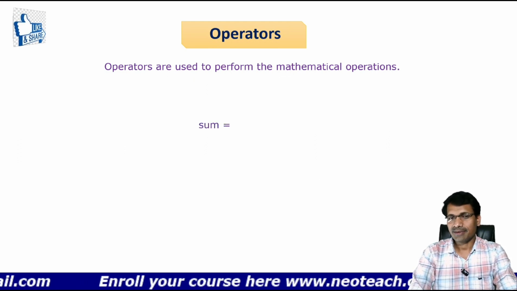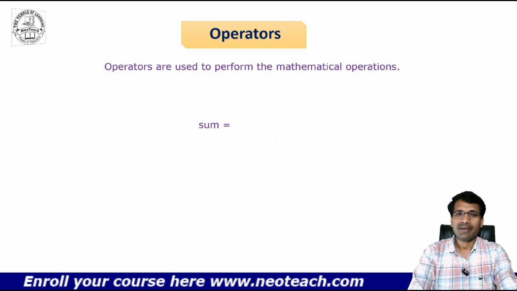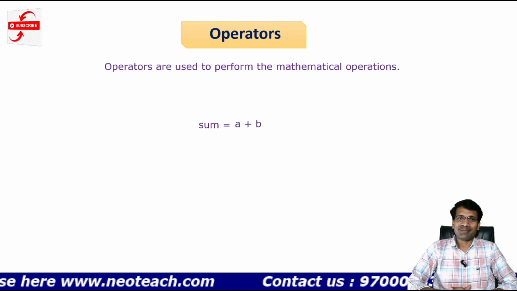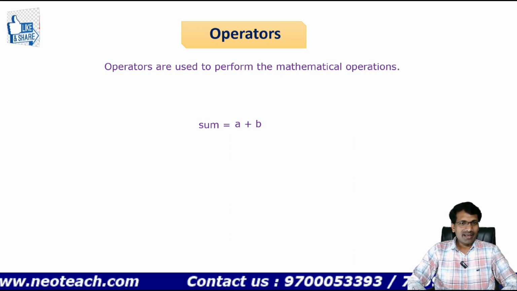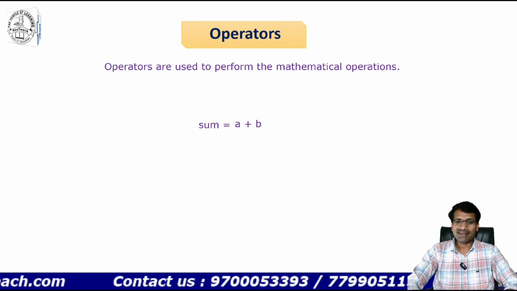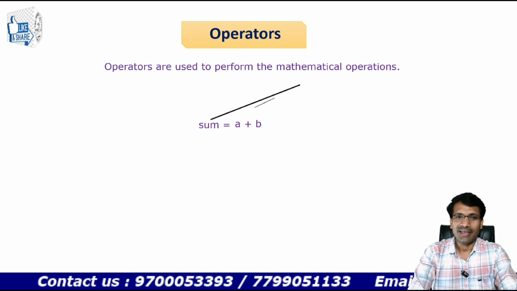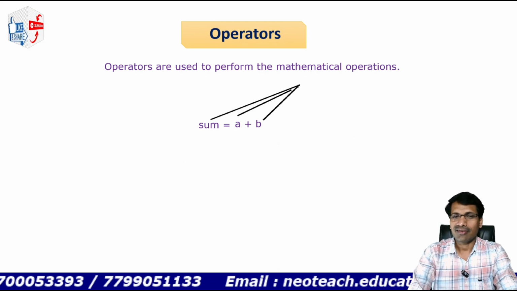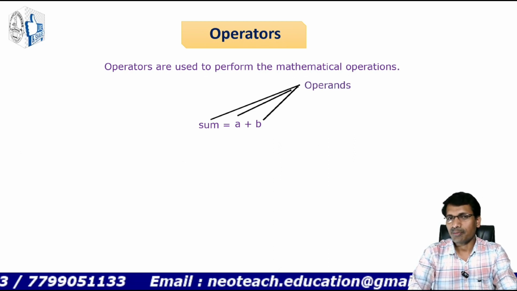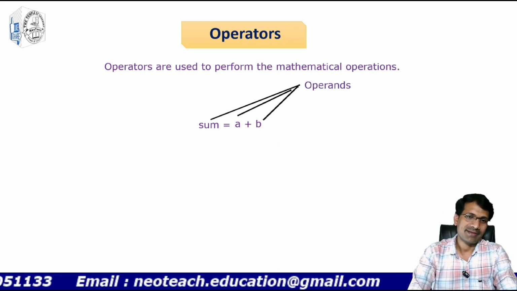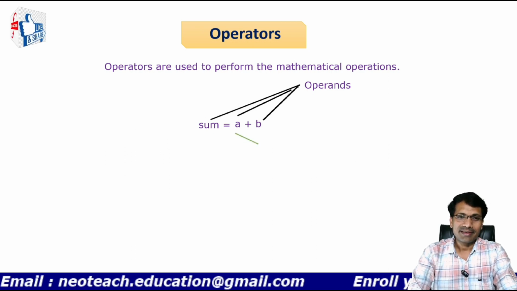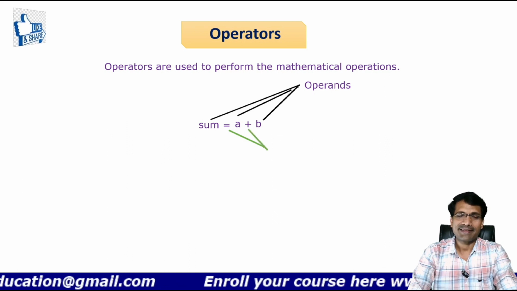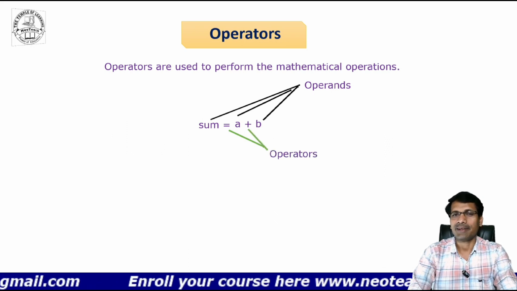So for example, if we are going to do some addition, like sum is equal to a plus b. In this example, sum, a and b, these three are called operands. I am explaining the terminology here. Operands are also called variables. Now this equal symbol means assignment operator, assignment symbol, and plus, both are operators.